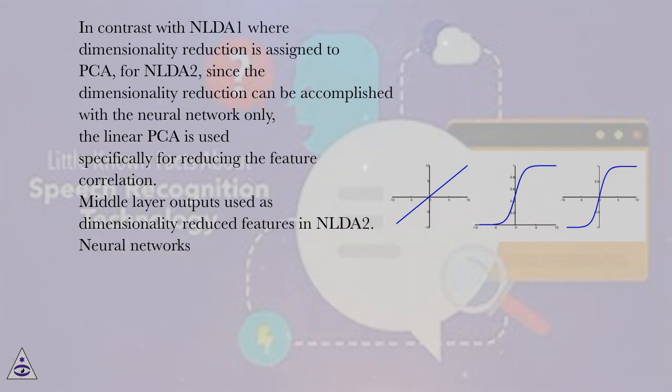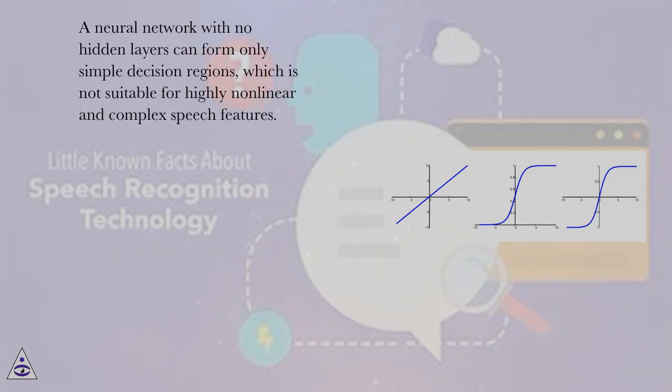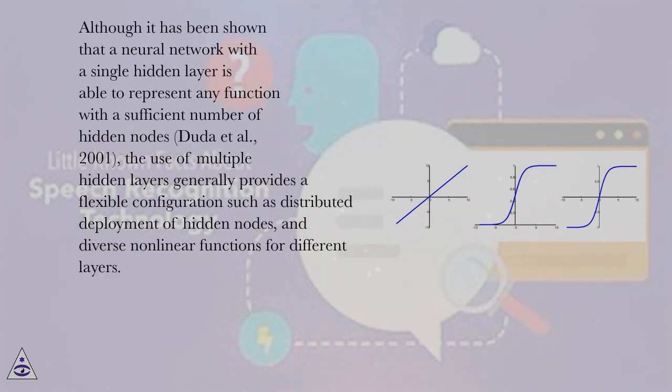Neural networks. In optimizing the design of a neural network, an important consideration is the number of hidden layers and an appropriate number of hidden nodes in each layer. A neural network with no hidden layers can form only simple decision regions, which is not suitable for highly nonlinear and complex speech features. Although it has been shown that a neural network with a single hidden layer is able to represent any function with a sufficient number of hidden nodes, Duda et al., 2001, the use of multiple hidden layers generally provides a flexible configuration such as distributed deployment of hidden nodes, and diverse nonlinear functions for different layers.